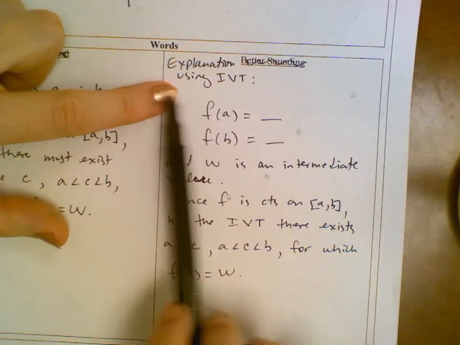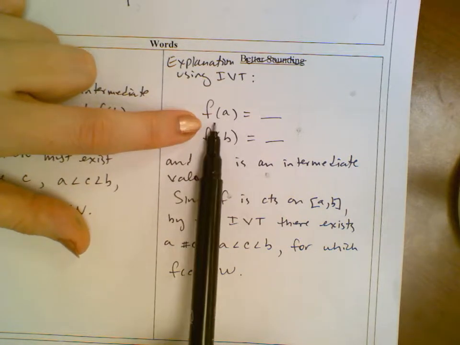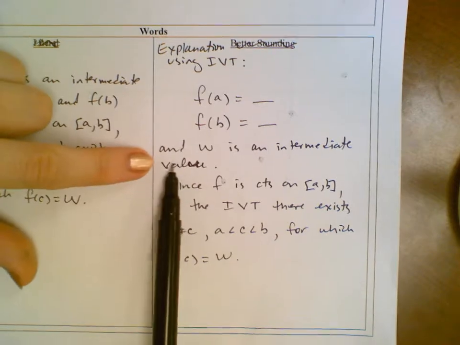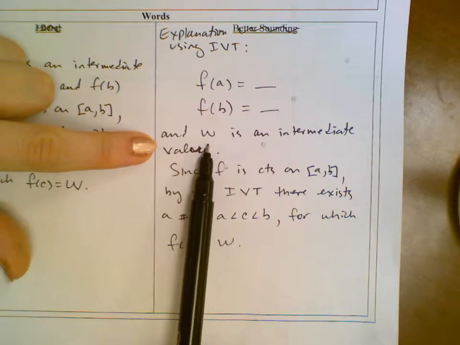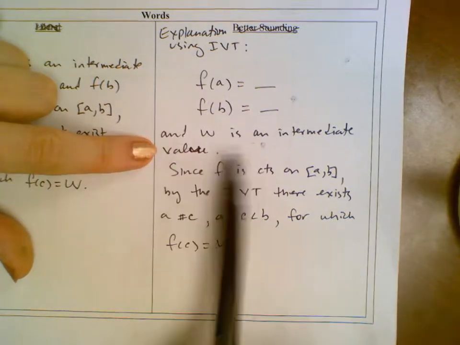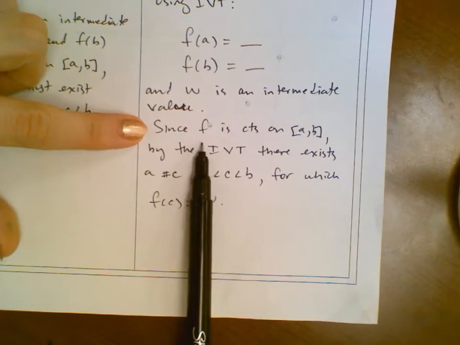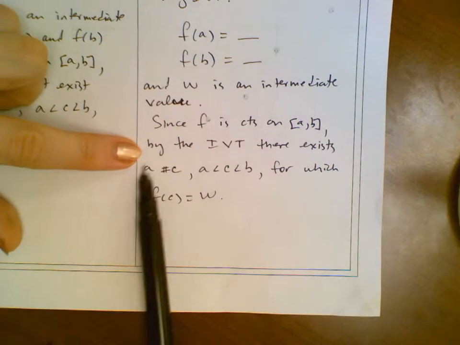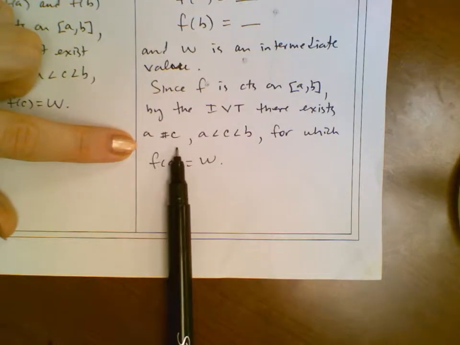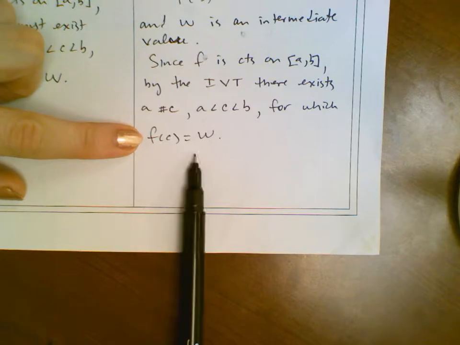Okay, so here's the explanation using the intermediate value theorem. You'll get that f of A equals some number, you'll get that f of B equals another number, and then you'll tell your reader that W, whatever it is, is an intermediate value for these numbers here. Since f is continuous on AB, by the intermediate value theorem, there exists a number C, A is less than C is less than B, for which f of C equals W.